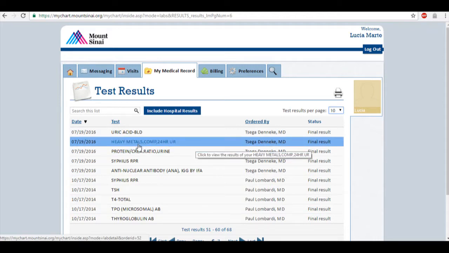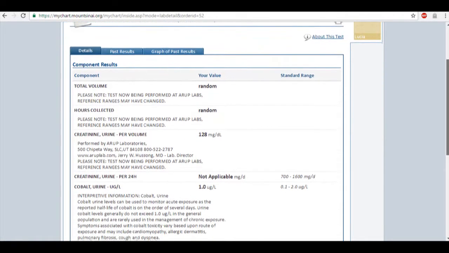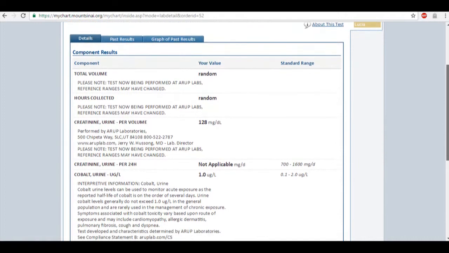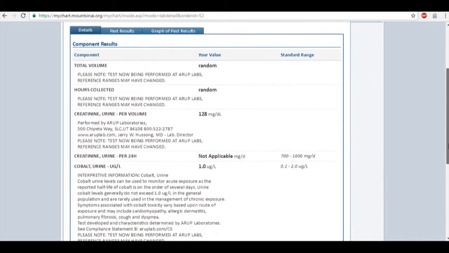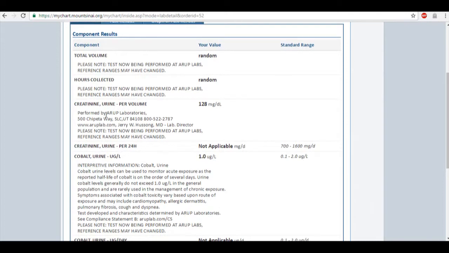Okay, so you see here, the doctor ordered heavy metals, complete 24-hour urine. I did exactly what she told me. I put it in a container. I refrigerated everything perfectly. I brought it to the doctor's office at the Mount Sinai Family Health Associates Clinic, and these are the results that I got back.